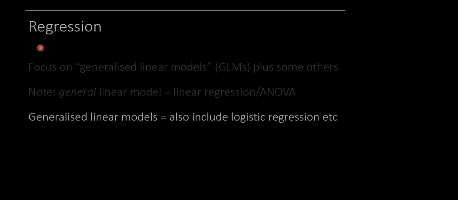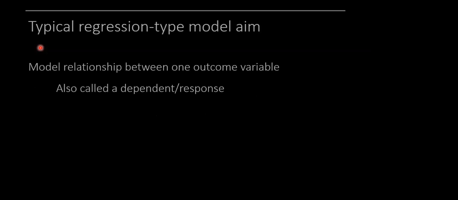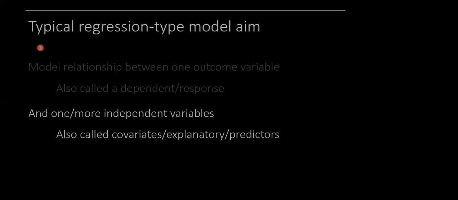So this would be things like logistic regression and so on. So what's the broad aim with a regression analysis? Broadly speaking, it is to model the relationship between one outcome variable, which, again, a bit of terminology, you might see referred to as a dependent variable or as a response variable. I tend to use the term outcome variable, but other people prefer different terms. I don't think there's any particular pros or cons. So we're looking at the relationship between one outcome variable and one or more independent variables.